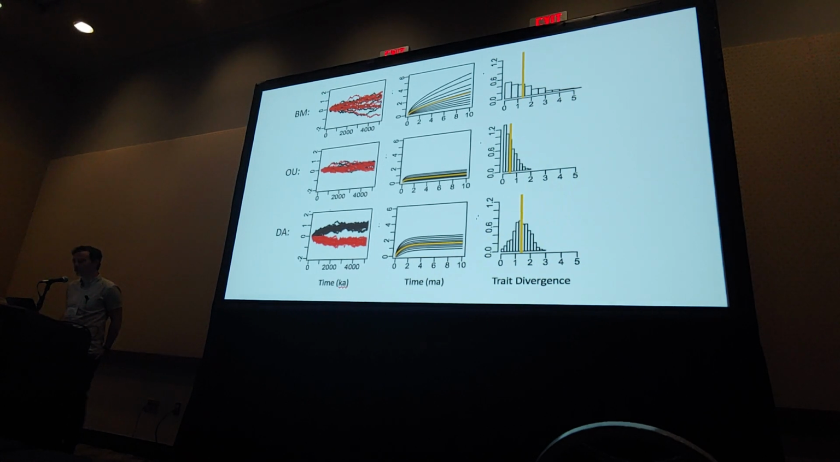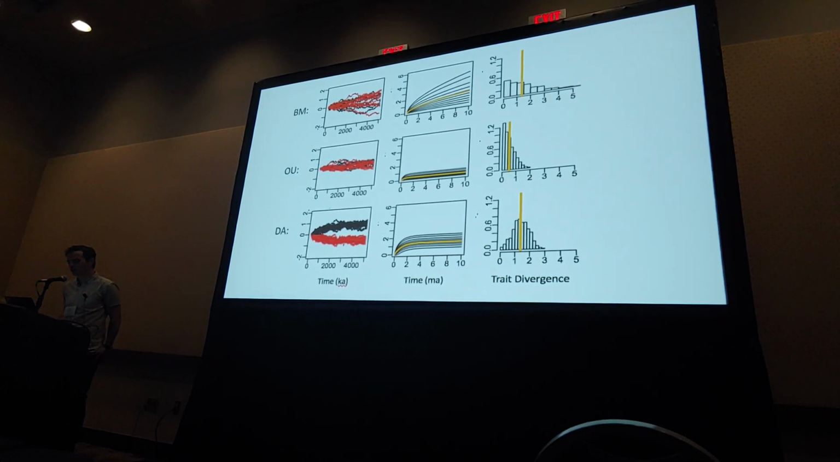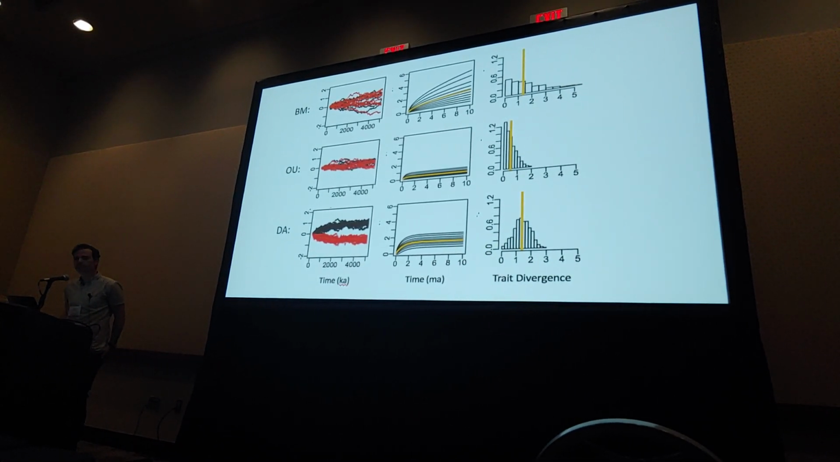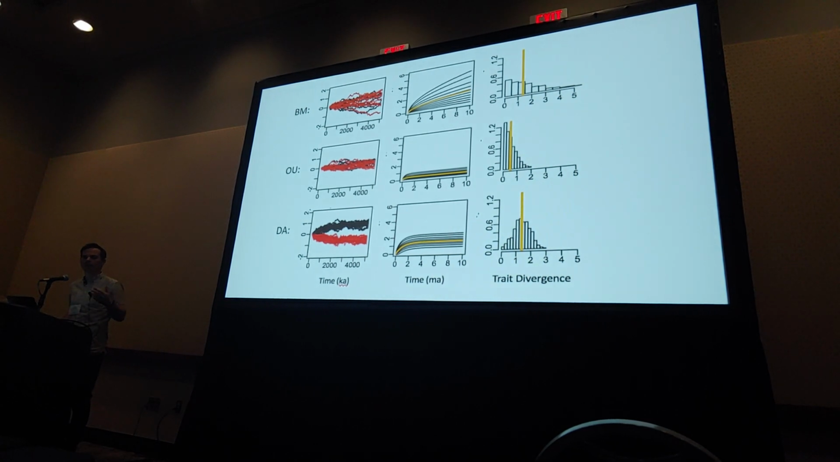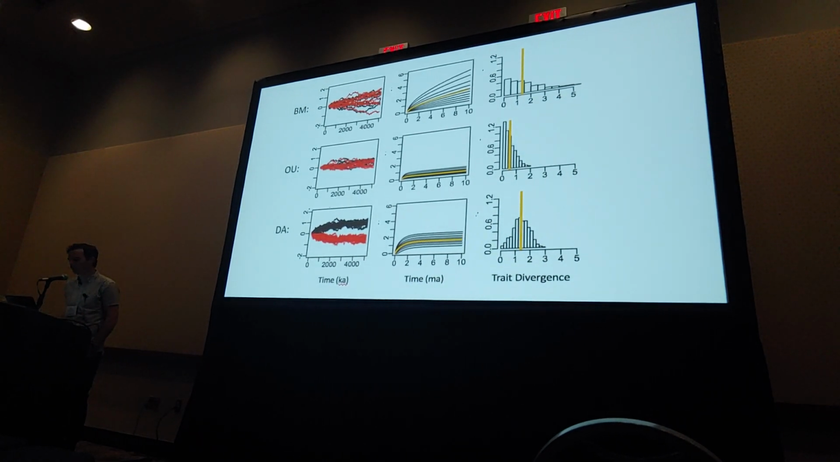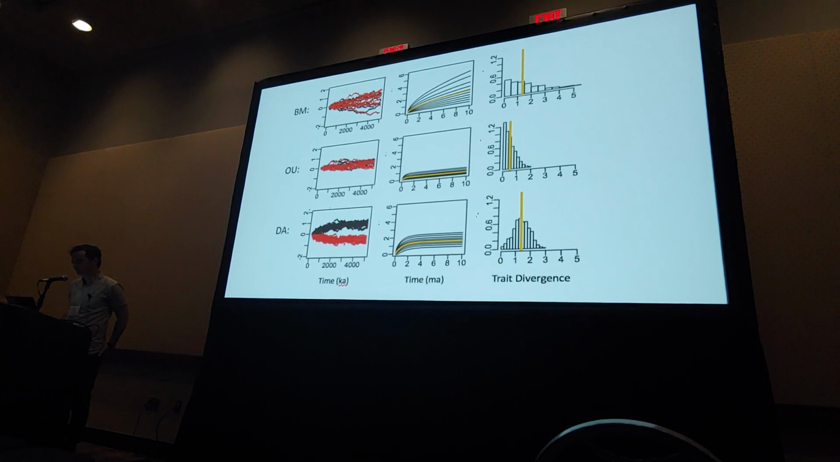Obviously, the key difference between the distributions is that in the divergent adaptation model, the density around 0 is hollowed out. So when it's just completely random, a lot of species by chance will have no divergence after a certain period of time, and that becomes much less likely under the divergent adaptation model. And that's sort of the basis for model selection.